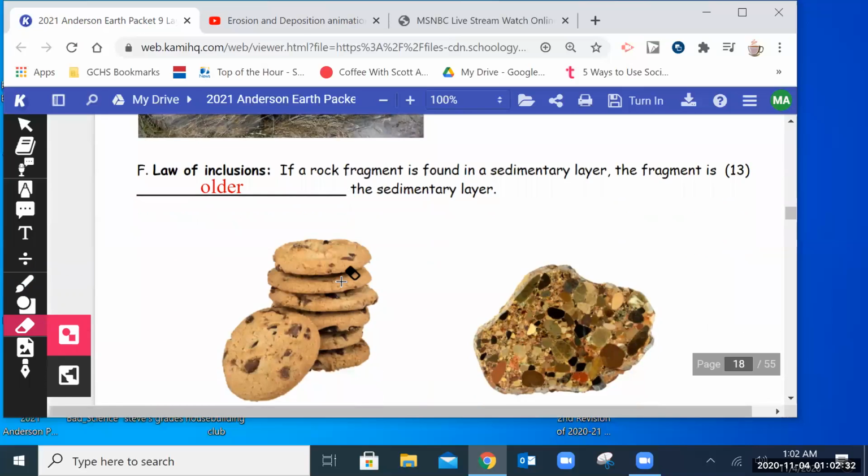Law of inclusions. If a rock fragment is found in a sedimentary layer, the fragment is older than the sedimentary layer. You can liken this to a chocolate chip cookie, with the chocolate chips being pebbles or rock fragments. When you make a cookie, you have to first go out to the store and buy your chocolate chips. The chocolate chips were made in a factory weeks before they came to the store. And let's say they were made on October 1st. And then they went to the store and they sat on the shelf a little bit.